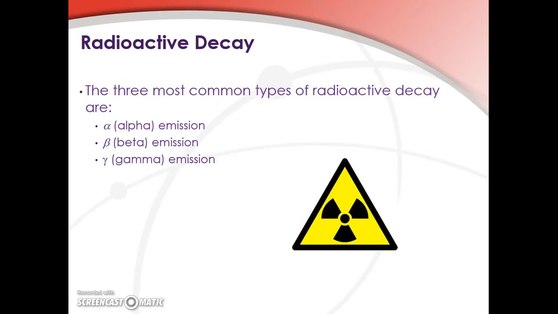So we're going to deal with each of these kinds of decay in order. We're going to talk about alpha emission, beta emission, and gamma emission. Those aren't the only types of radioactive decay, but they're the most important ones for us to deal with.